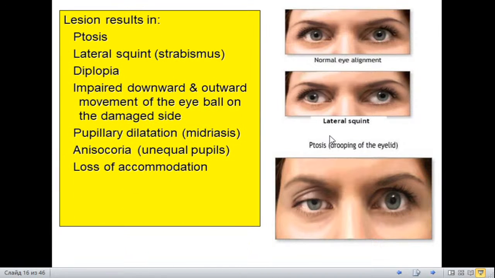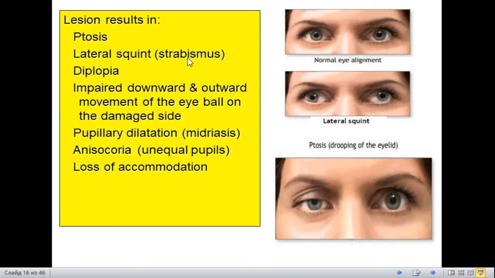In case of damage to the oculomotor nerve, there are some signs that appear. First one is called ptosis, or drooping of the eyelid. It is due to lack of innervation of the levator palpebrae superioris muscle. Then, strabismus, or lateral squint. It is due to problems with innervation of the rectus muscles.